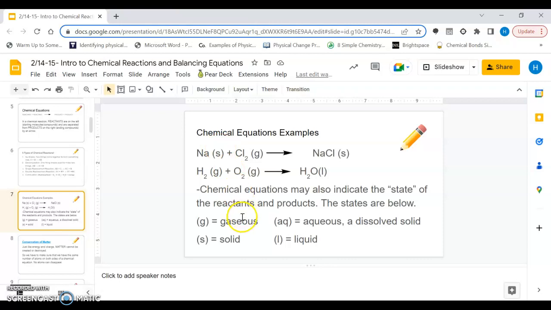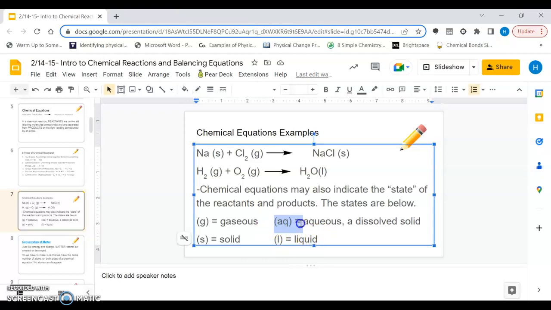If you have an S, that means it's in a solid state, your typical kind of solid-looking material. G is a gaseous state. We may not be able to see it. We may see bubbles a lot of times. L, liquid. It's just saying that you've got a liquid form of that particular molecule.